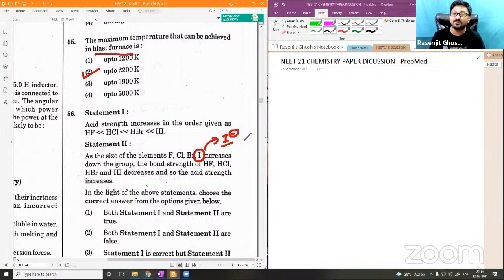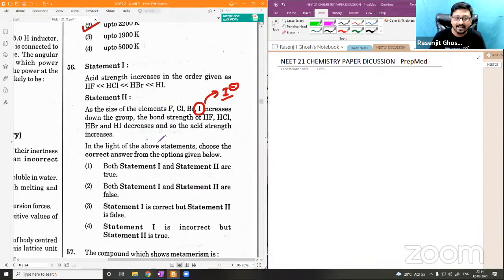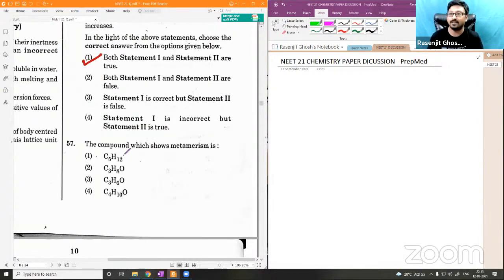And this happens due to the lower bond dissociation energy, so the bond strength decreases. So yes, indeed, the answer is both statement 1 and statement 2 are correct. Both are correct. And if this is an assertion-reason based question, then it is also a correct explanation. Now, 57.